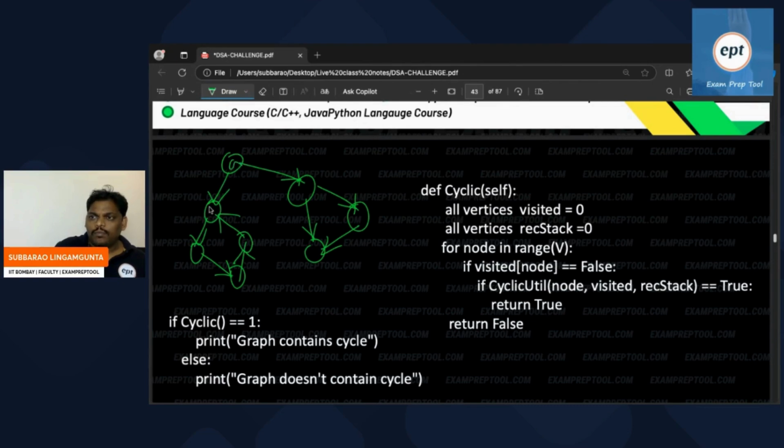A here, B here, some numbers D, E, F, G, and H. So now see this one, visited array. Next one is going to be the stack. If you want, you can give numbers also. Somehow you represent it: whoever is visited should be marked in the visited array, and whoever is in the stack should be in the stack area.